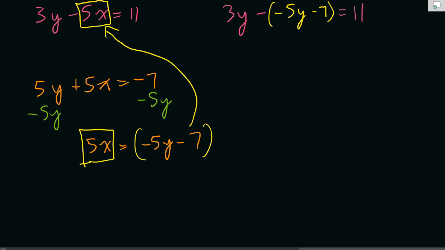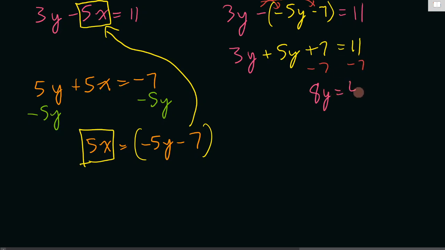Okay, so we need to be careful here distributing our negative sign. I'm going to do that in its own line just because it's so easy to make a negative sign mistake, right? So distribute your negative sign. So that becomes negative and negative makes positive, and negative makes positive. And I will subtract 7 and collect my y's. So 3y and 5y makes 8y, and 11 minus 7 is 4, last I checked. And then divide by 8, and 4 divided by 8 is a half.